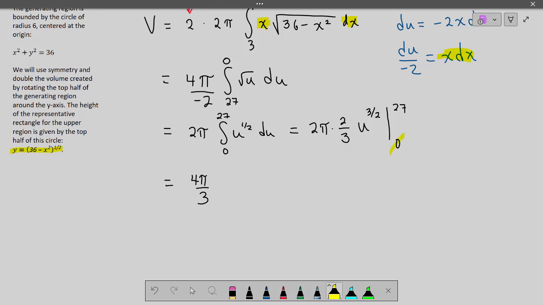0 is going to contribute no volume. The 27, we are going to end up with 27 to the 3/2 power. And quite frequently, when we have a 3/2 power, there's multiple ways to simplify it. You can do the denominator first, take the square root of 27. Another way is to do this. We could write this as 27 root 27. Anytime you have a 3/2 power, you can do that.